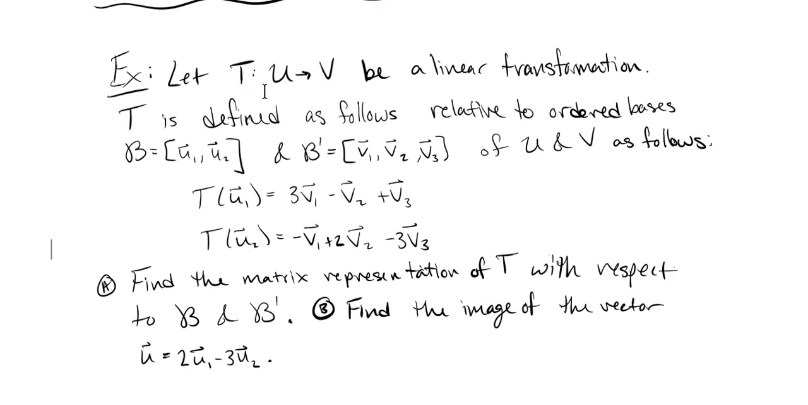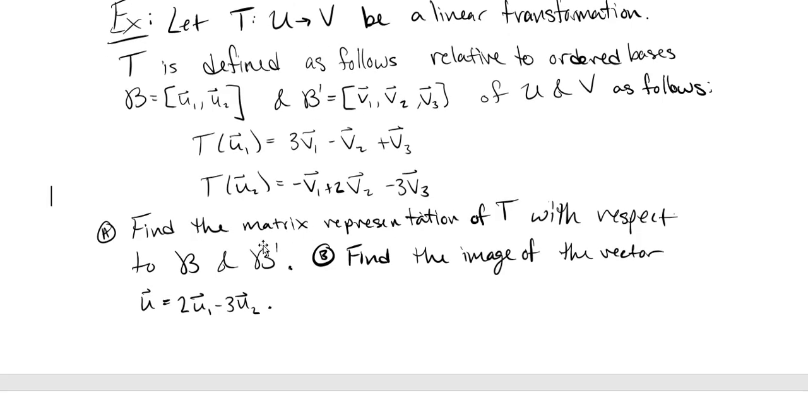So as an example, let's let T taking vector space U to V be a linear transformation. And let's let T be defined as follows relative to ordered bases B, consisting of basis vectors u1, u2, and B prime, consisting of vectors v1, v2, and v3. So we're saying U has these basis vectors u1 and u2. The codomain V has basis vectors v1, v2, v3. We're considering these bases. And here we're told what the transformation does to the basis vectors in B, in terms of, right, these images are in terms of the basis vectors of B prime.